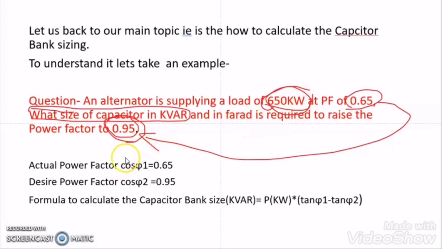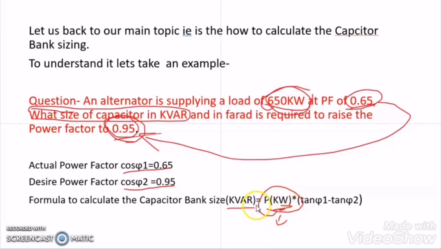So now let us see how to calculate the capacitor size. What is the actual power factor at present? That is, the power factor cos phi is 0.65. What is the desired power factor? Cos phi is 0.95. The formula to calculate the capacitor bank in kVAR uses the load, the total connected load in kilowatt. Always take it in kilowatt, never in watt.